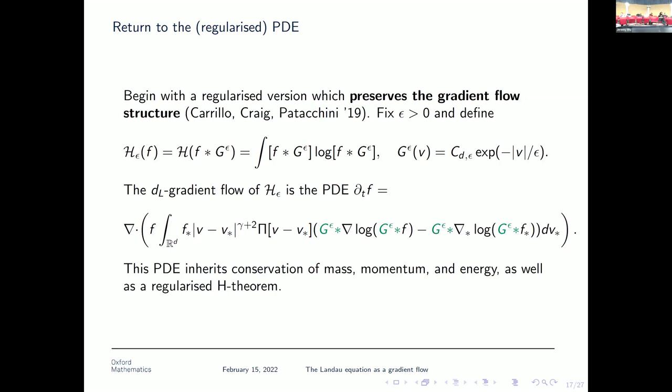Because I've only changed the entropy that I'm taking the gradient descent along, it still inherits quite a lot of properties of a gradient flow. For example, this PDE still formally conserves mass, momentum, and energy. And there is an associated H theorem, except instead of using log f as a test function, you have to use g epsilon convolved with log of f convolved with g epsilon.